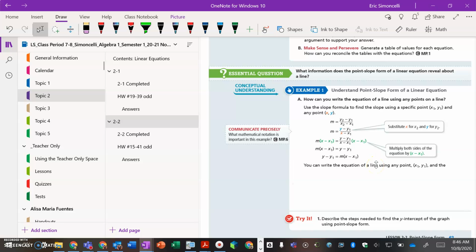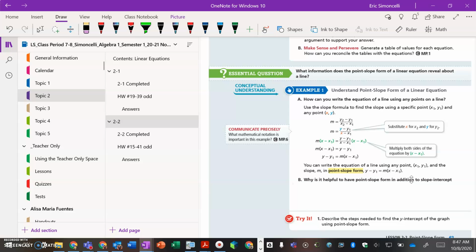You can write the equation of a line using any point x1, y1, and the slope in this form, point slope form: y minus y1 equals m times the quantity x minus x1.